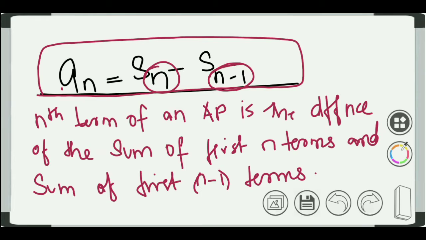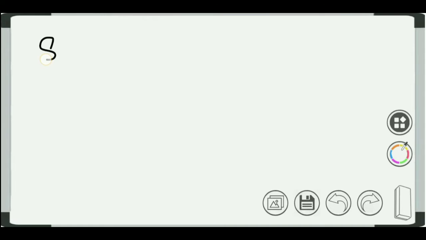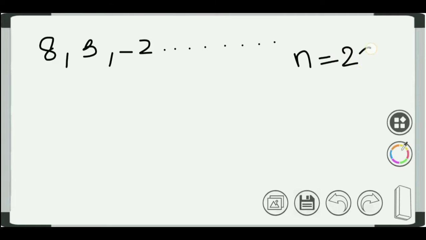Now we'll see an example. So suppose this is an AP: 8, 3, minus 2, etc. So consider this is an AP. You need to find the sum of first 22 terms. Sum of first 22 terms means, what is the number of terms? n is equal to 22, because you need to find the sum of first 22 terms.